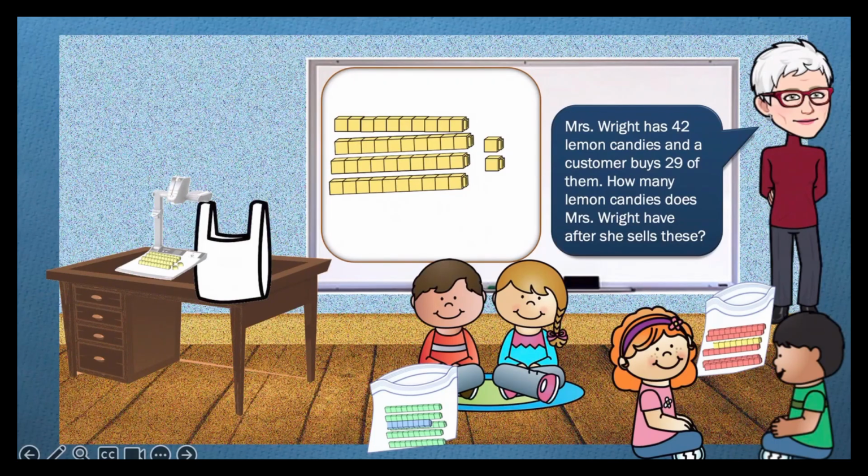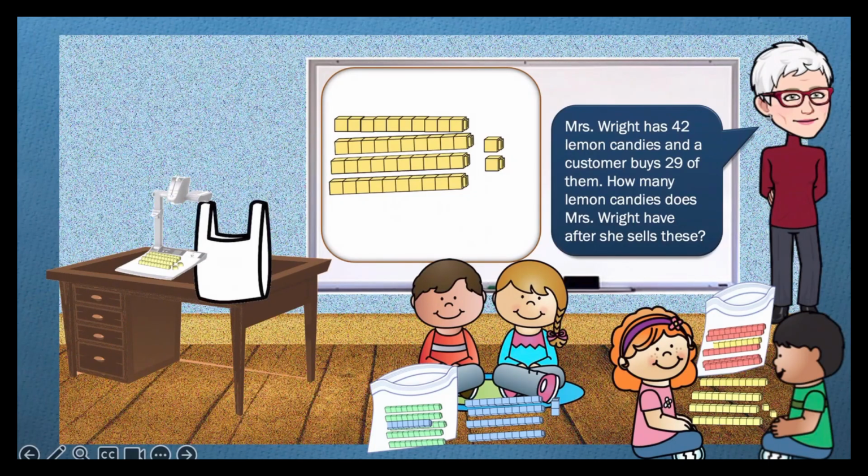How many candies does Mrs. Wright have after she sells these? How do children use the cubes to act out this story? First, they get out 42 candies from their bag of Unifix cubes. Next, to show that a customer buys 29, they have to take 29 cubes away from those 42.